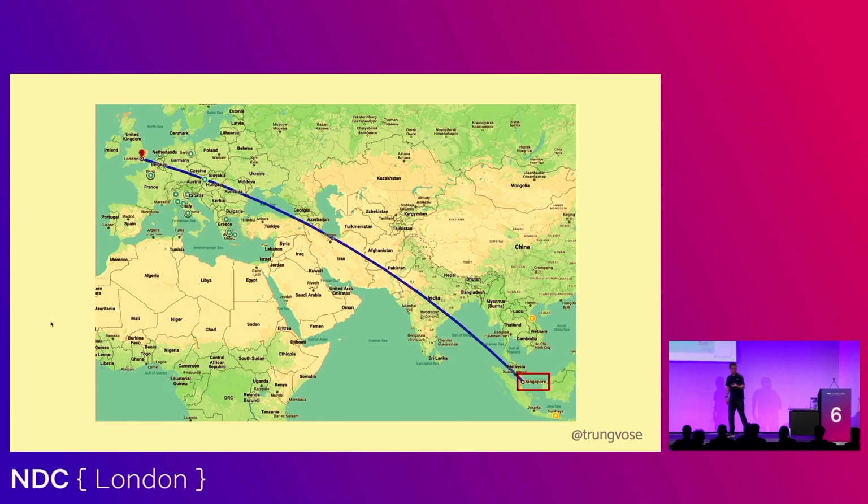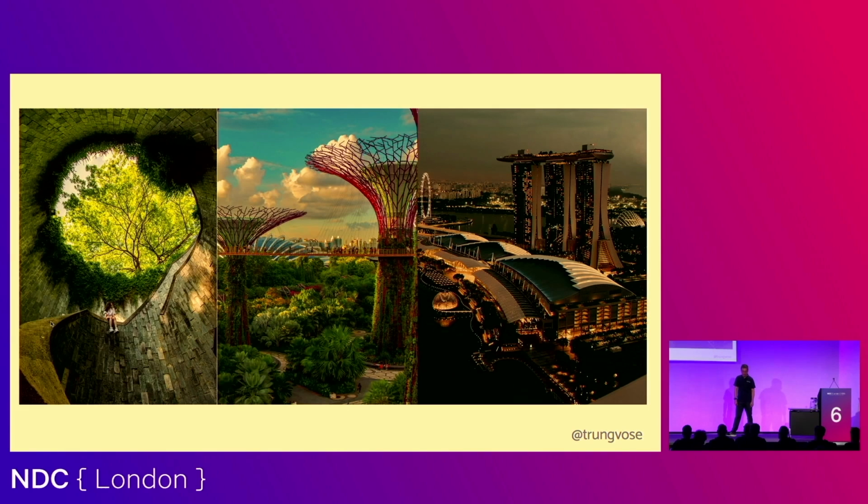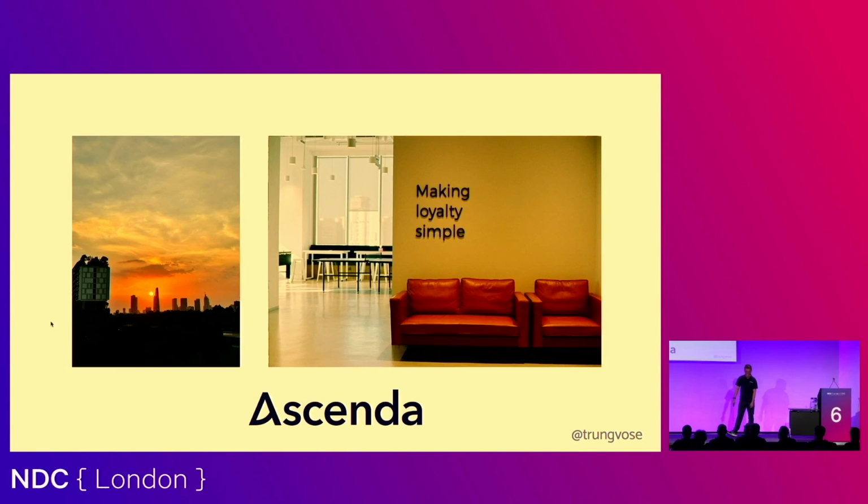I flew over from Singapore, and like I mentioned, it is quite warm in Singapore the whole year. So here, a bit cold. Actually, really cold. I come from a neighboring country, Vietnam, just a few hours difference. And that's Singapore, if you've never been, come visit us one day, for sure. Sunny. And currently I'm with Ascenda. We simplify loyalty for banks, payment networks, and merchants globally.